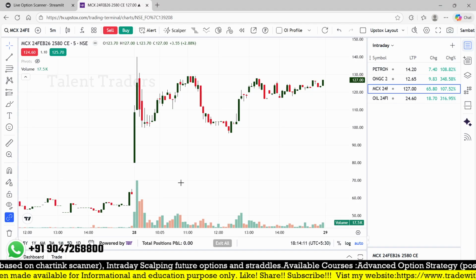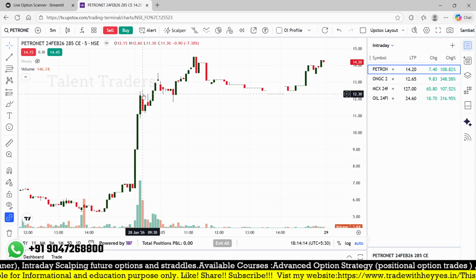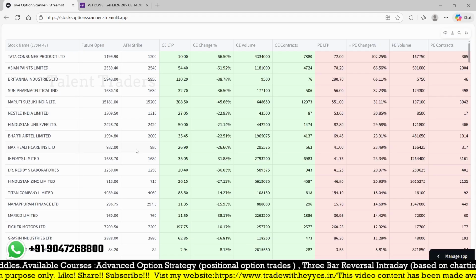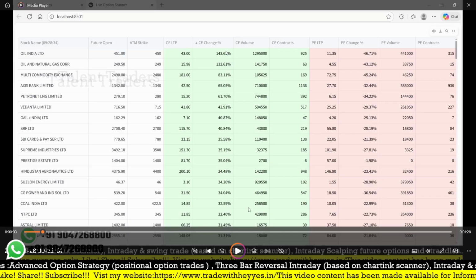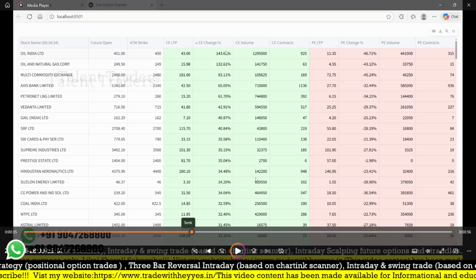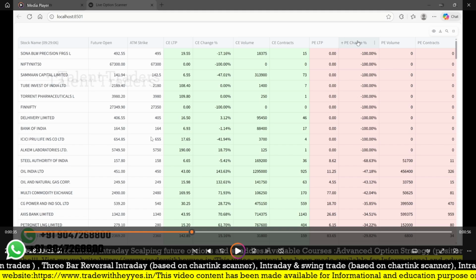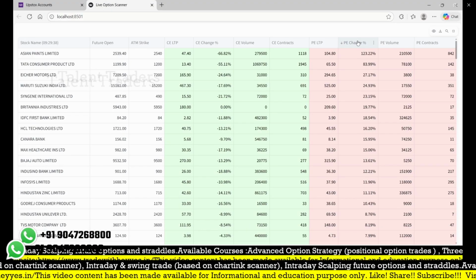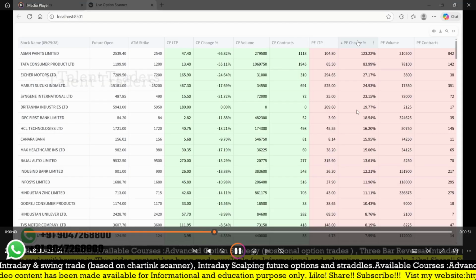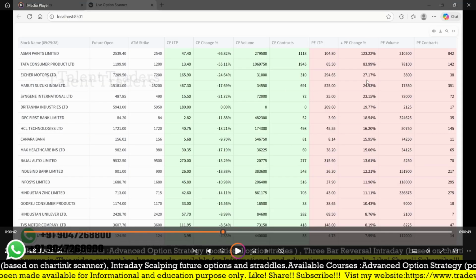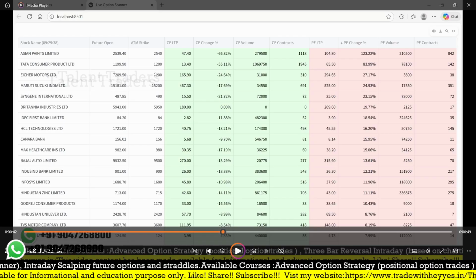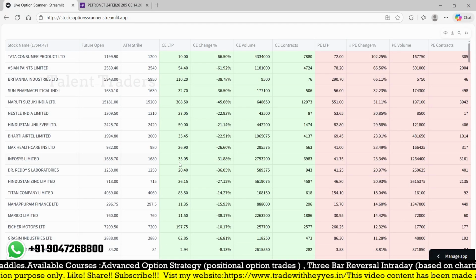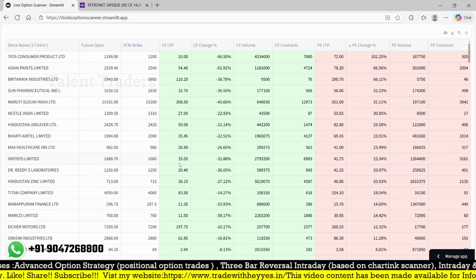The final one is Petronet, which also moves after 9:30. Maybe something is happening by 9:15. On the put side, I was tracking some stocks with this scanner by 9:30. But the overall market is positive, so why should we look at the put side? But it is working well. Some of the stocks like Asian Paint and Tata Consumer Products. Tata Consumer on the put side, somewhere around 1,200. Asian Paint is working very well. So these are all the things I found with this particular tool.